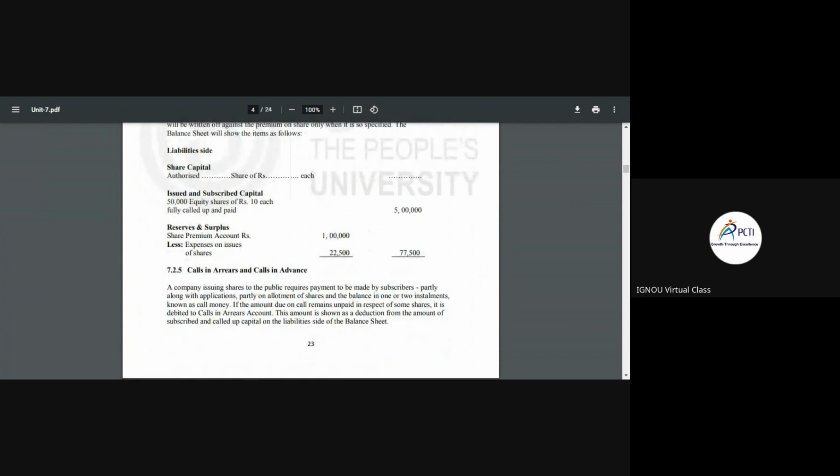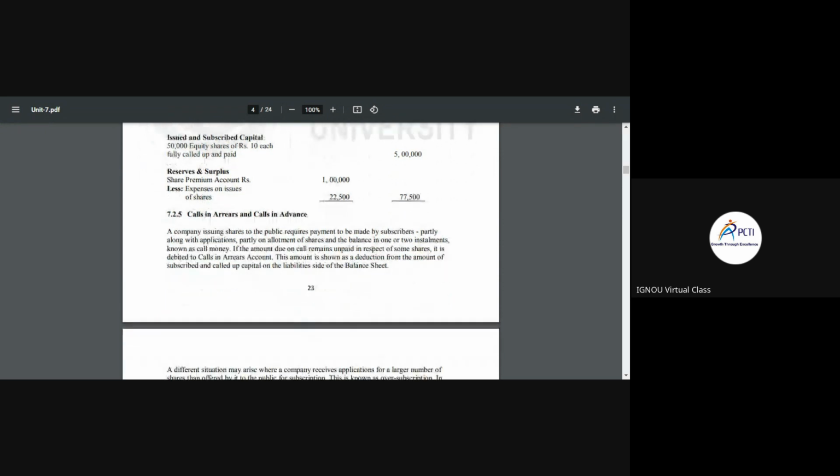How can we show it in a balance sheet? First of all, we have share capital, whatever the authorized capital, we need to mention it. Then we have issued and subscribed capital, like 50,000 equity shares of rupees 10 each, fully called up and paid, 5 lakh. Then we have reserve and surplus, share premium account rupees 1 lakh. Then we deduct the expenses on issue of shares, 22,500. Then we have 77,500, the total.